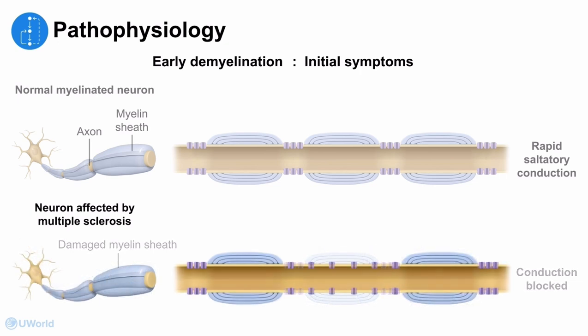Over time, surviving oligodendrocytes can partially remyelinate neurons, and sodium channels can redistribute more evenly, allowing for some restoration of signal transmission that can result in periods of symptom remission.